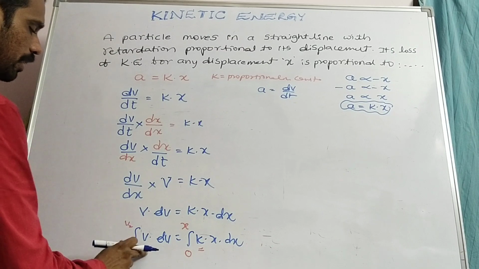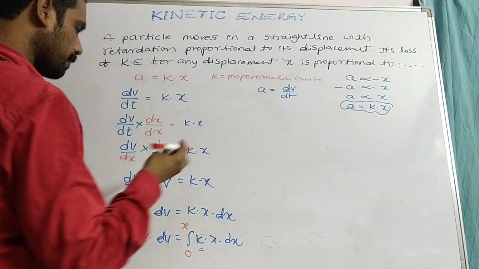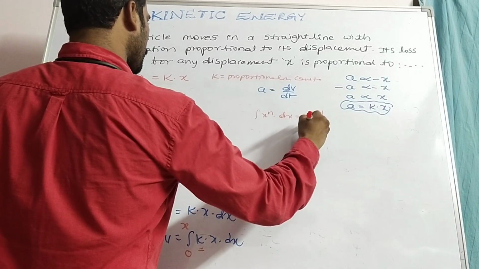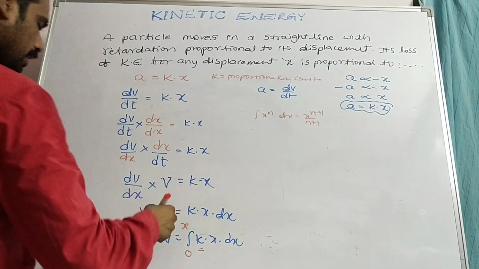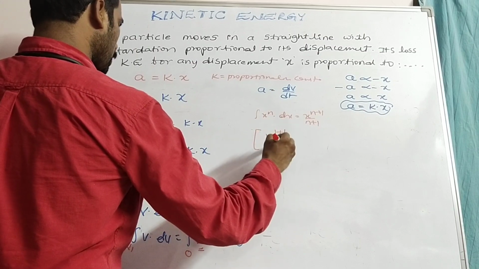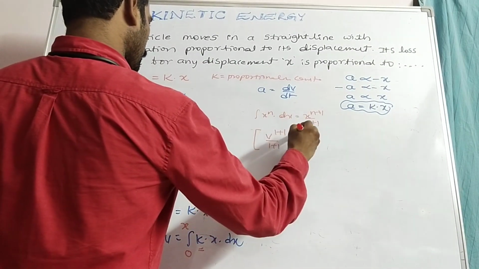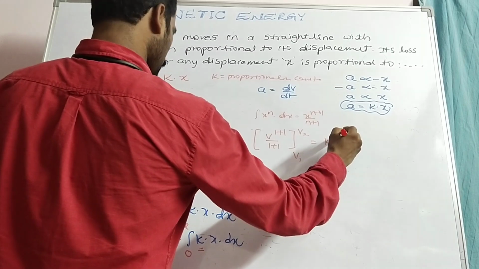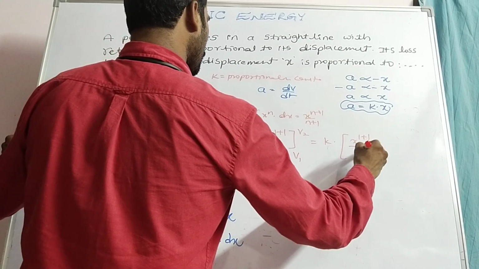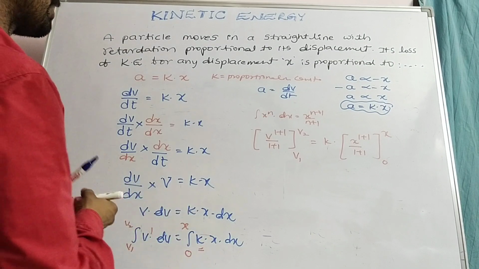Now, what about the integral of x dx? Integral of x power n dx can be written as x power n plus 1 by n plus 1. Here we have v, that is v power 1 plus 1 by 1 plus 1, of course with power 1, from v1 to v2, equal to k into integral x dx, so x power 1 plus 1 by 1 plus 1 from 0 to x. Now this is v square by 2, of course.